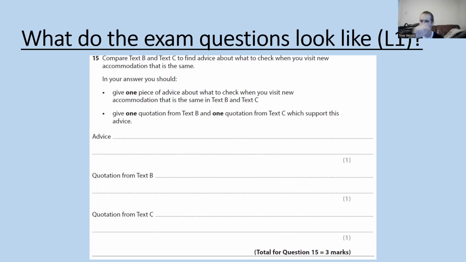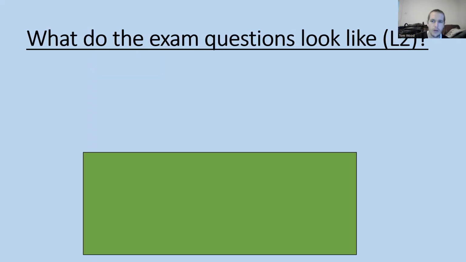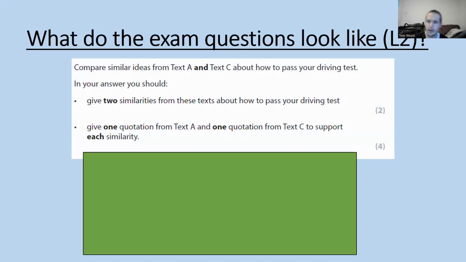Quotation from text B, put the direct quote in. From text C, put the direct quote in. Really nice and easy to get those 3 marks. It's very, very similar for level 2. It's just we have a bit less structure given to us, but we can see it's very much the same.